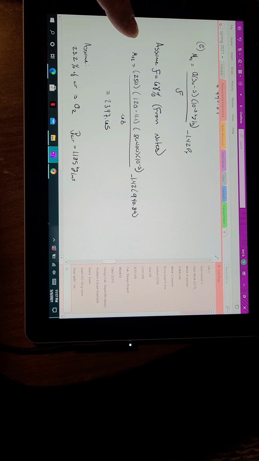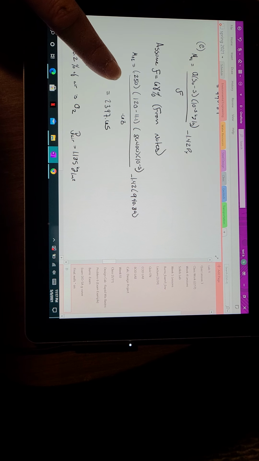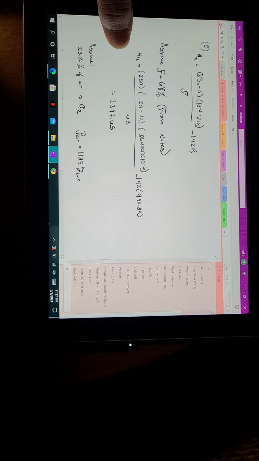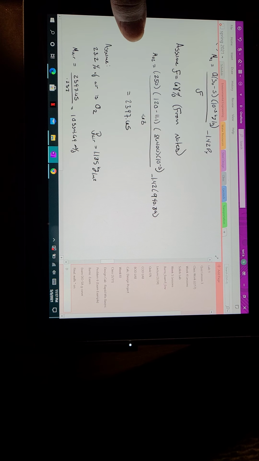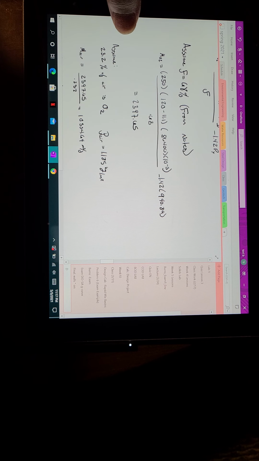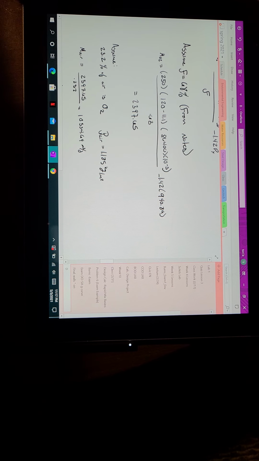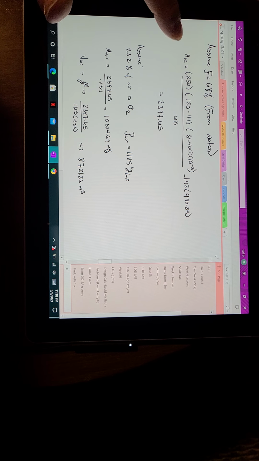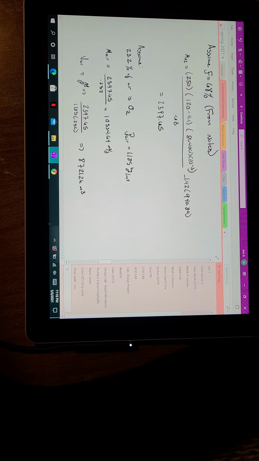And then we just plugged it in here, and as you can see, it looks like I might have written 63 instead of 68 when I was solving it, but that's the assumed F value I used. And that was to get our mass of O2.